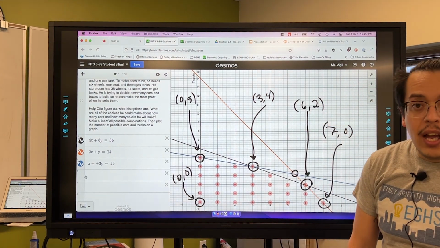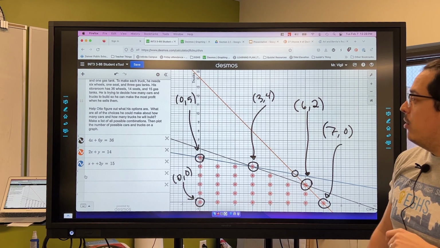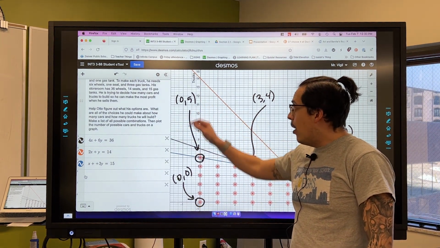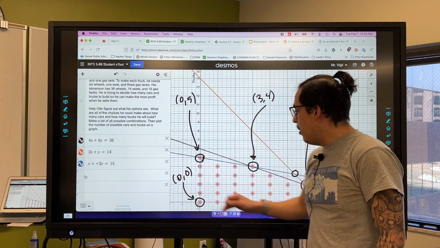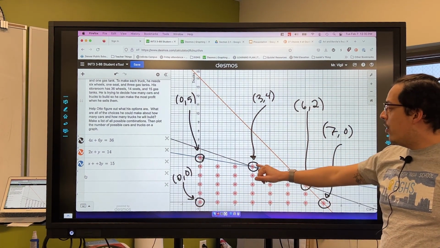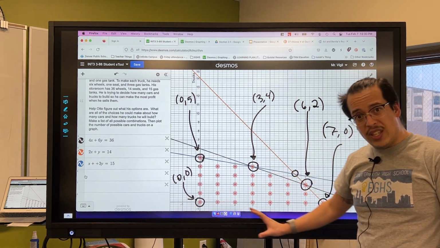And every time we solve one of these constrained optimization problems, we need to test the point 0, 0. We need to test our smallest y-intercept, our smallest x-intercept, and wherever our lines intersect each other, like within this region.